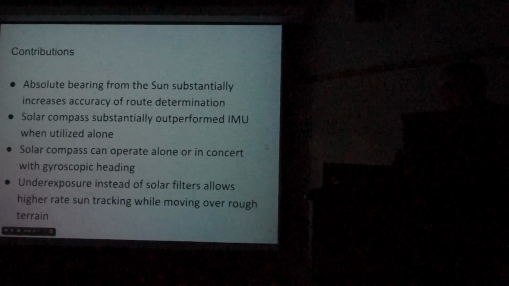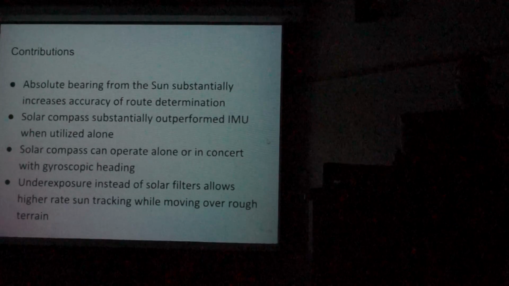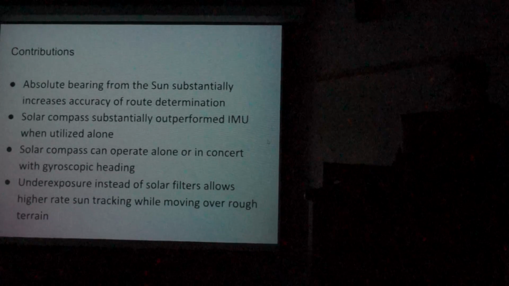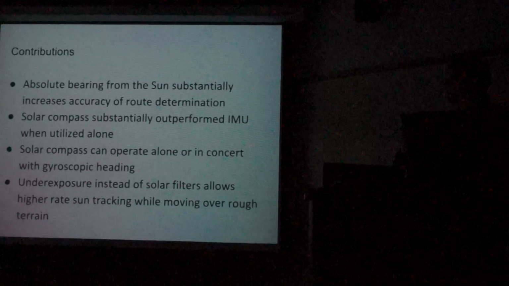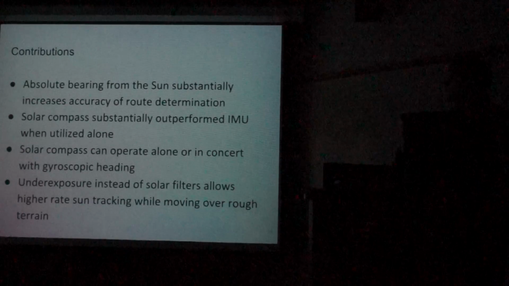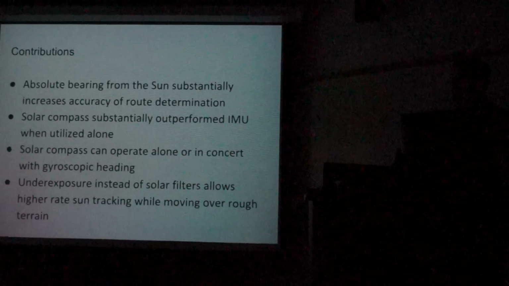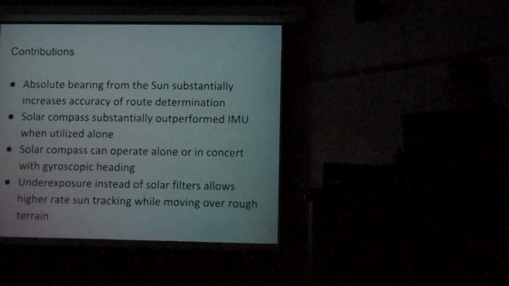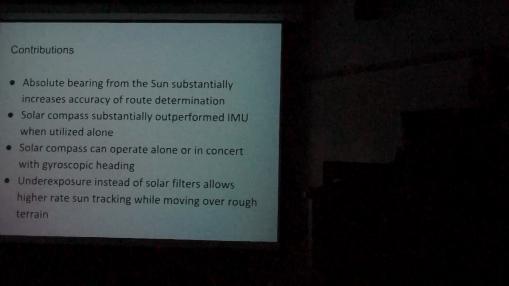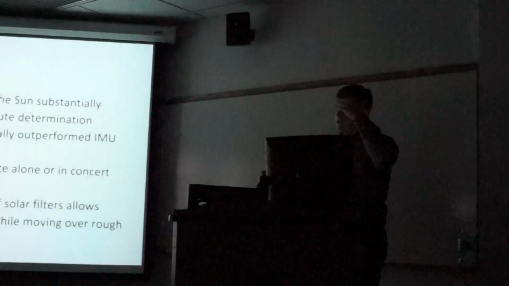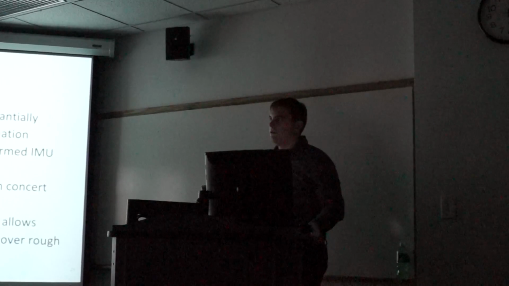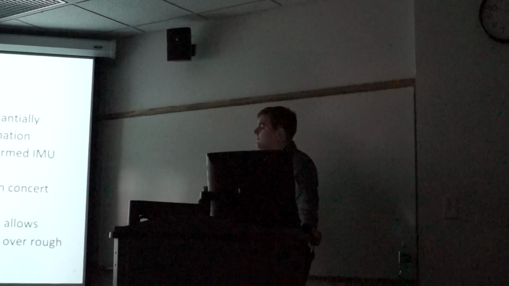So to sum up the contributions here, the absolute bearing from the sun was shown to substantially increase the accuracy of the route determination using only wheel odometry and simple measurements. And the solar compass was able to outperform the IMU that we used, which was a mid-grade. It wasn't a tactical grade IMU, but it was a fairly decent inertial measurement unit as far as they go. And this also shows that the solar compass could operate alone or in concert with a heading gyro.